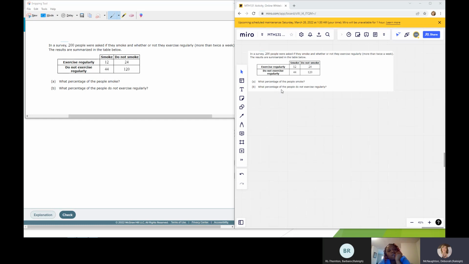So they're asking what percentage of the people smoke. In order to determine that, we need to combine the people who smoke and exercise regularly and the people who smoke and do not exercise regularly. So what we want to do is create more numbers on this table.